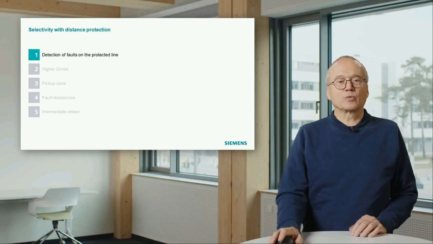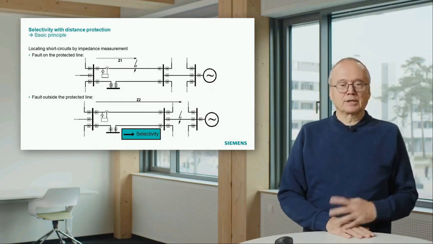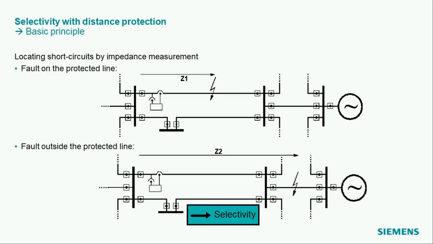So let's start with detection of faults on the protected line. Remember, the principle of distance protection is illustrated here again on this slide. In the upper diagram you see a part of a network. This network is a meshed system. I show here only one protection relay protecting this upper line.